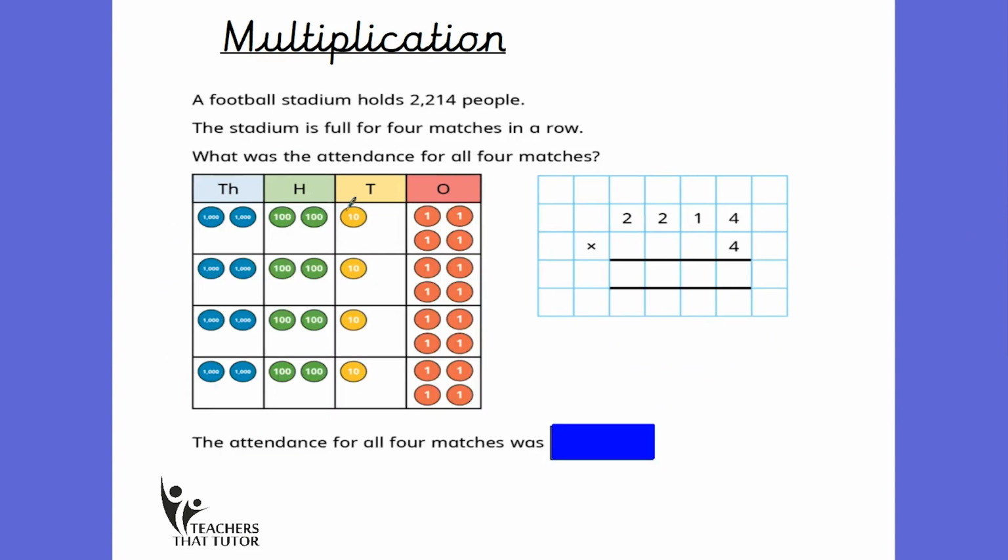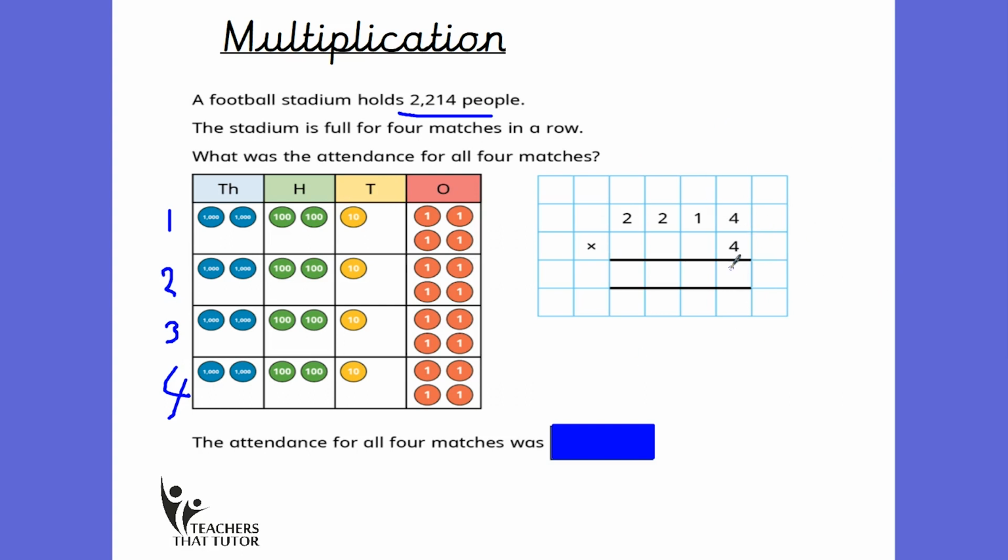So let's try another question. This time the place value chart has been populated for us. A football stadium holds 2,214 people. The stadium is full for 4 matches in a row. The team must be doing well. What was the attendance for all 4 matches? There's one match, 2 matches, 3 matches, 4 matches. Again, 4 groups of 2,214.